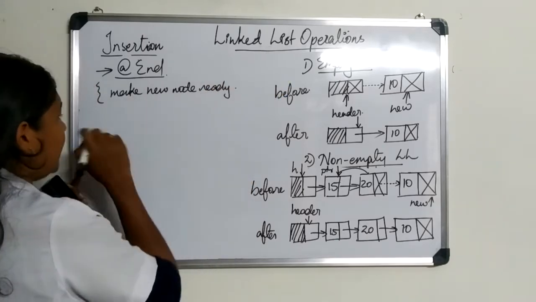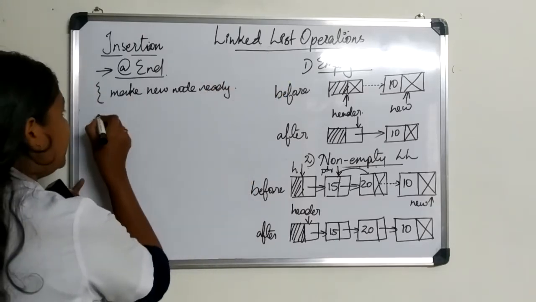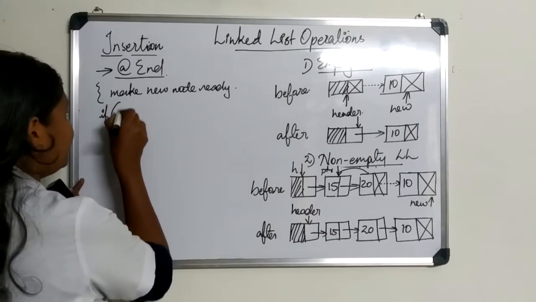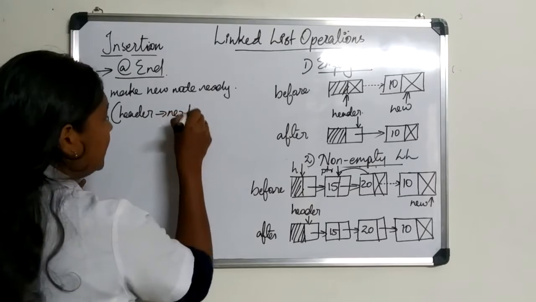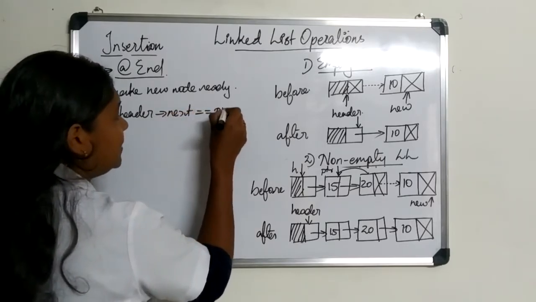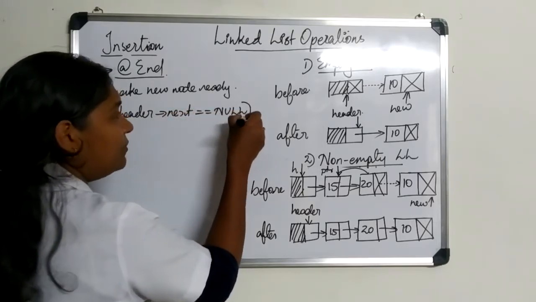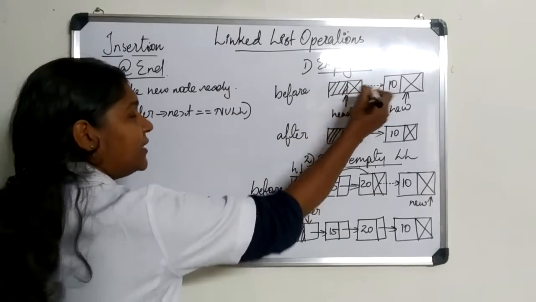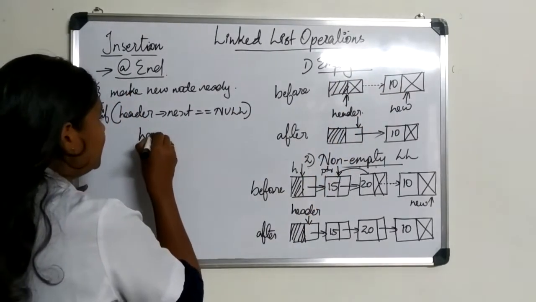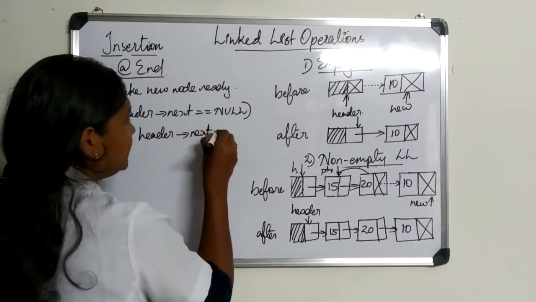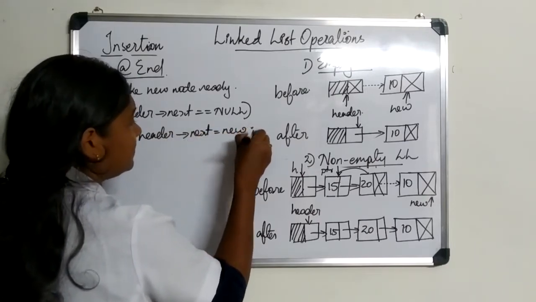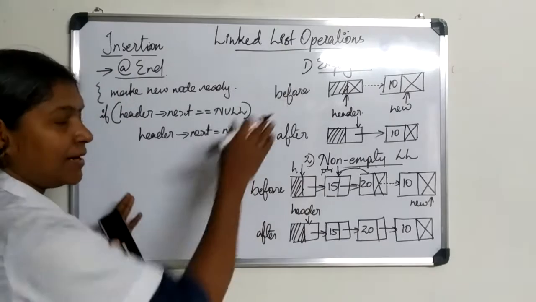Then first is the empty case. In the empty case, we should check if header.next is equal to null. If it is equal to null, what we need to do? We should reset header.next to new. So header.next is equal to new. Okay, so that empty part is done.